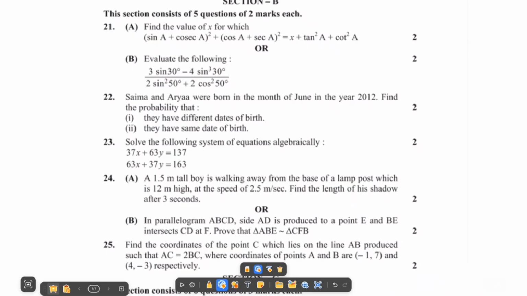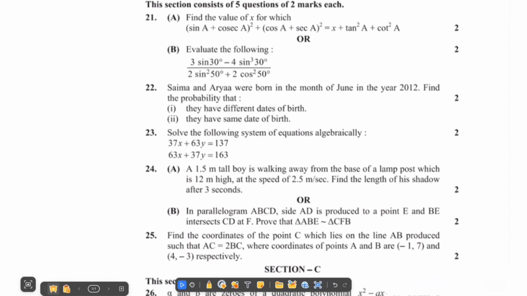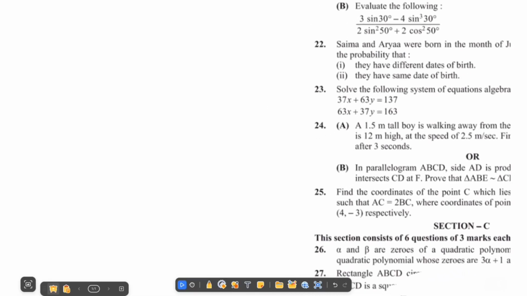Here the coefficients are interchanged. Let's try to solve it. So this is a special case. It is not like other questions. Let's see. So what are the given equations?